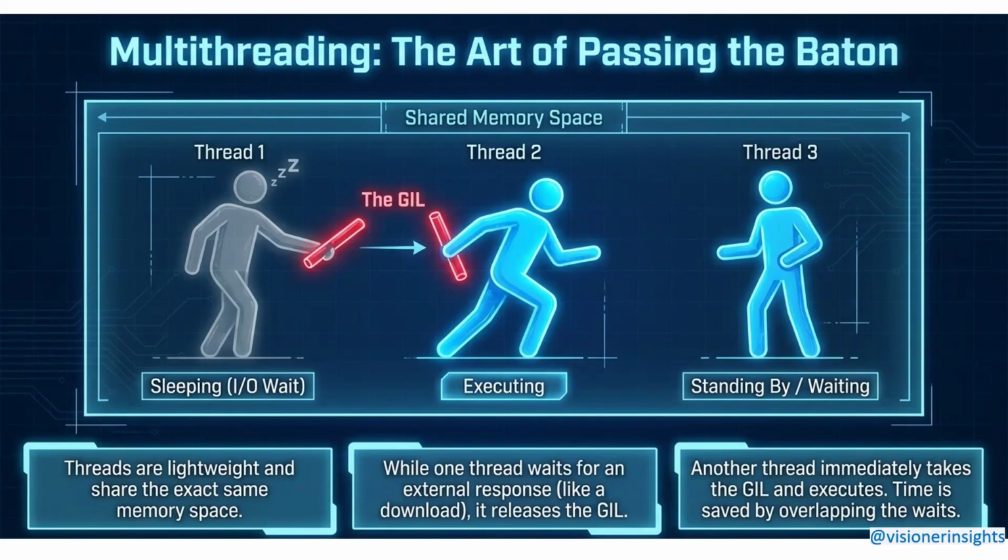When thread 1 starts a download, it realizes it doesn't need the Python interpreter while it waits for the internet. So it basically goes to sleep and immediately hands that glowing red GIL baton over to thread 2. Thread 2 gets some work done, hits its own roadblock, and tosses the baton to thread 3. You're saving time not by doing 2 things at the exact same millisecond, but by perfectly overlapping those waiting periods.